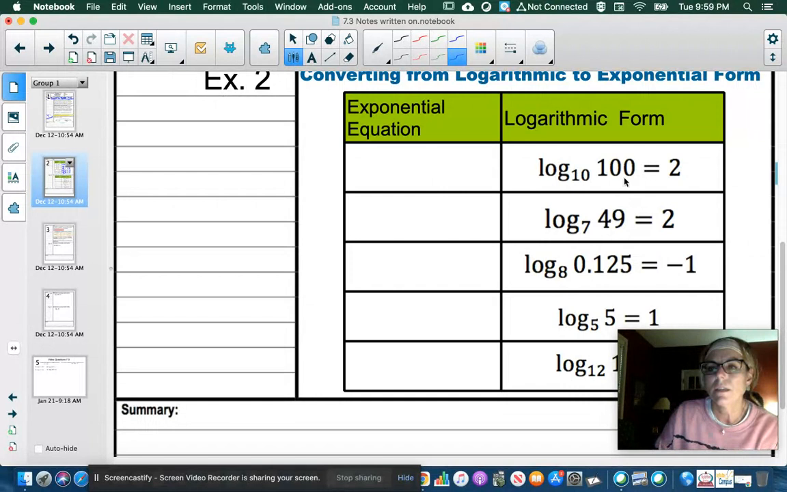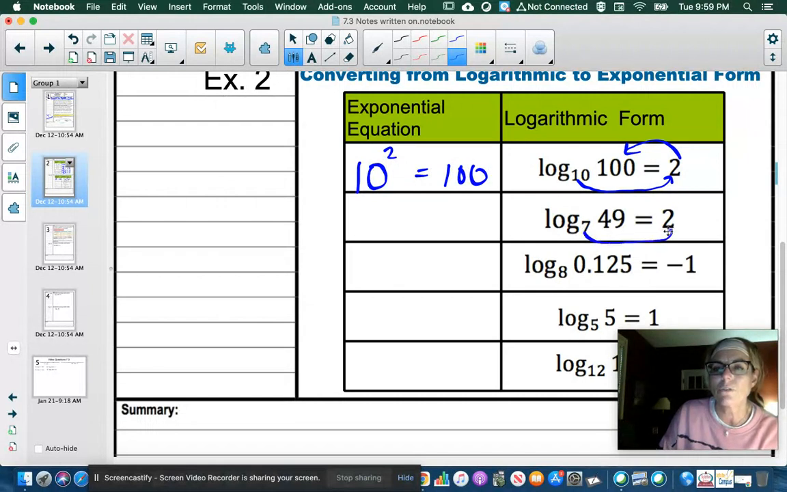And we start with the base of the log, which is 10, and we're going to raise 10 to the exponent of 2, and that is equal to 100. So we start with the base, which is 10, raised to a power of 2 equals 100. 7, we start with the base, 7, called the wraparound. Go to the 2 and the 49. 7 raised to a power of 2 equals 49.